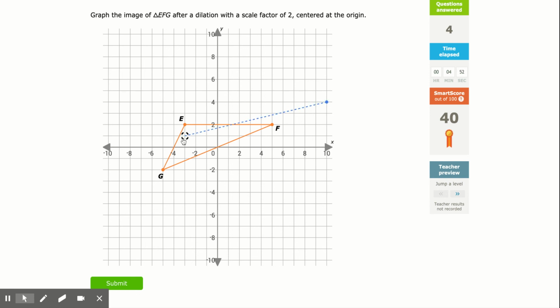I'm going to double X, which puts me out to -6, and I'm going to double Y, which puts me up to 4. I'm going to double X, which puts me out to -10, and double Y, which puts me down to -4. That looked a little off. I could see that, there we go, much better. So just remember, double the X, double the Y for every single point.